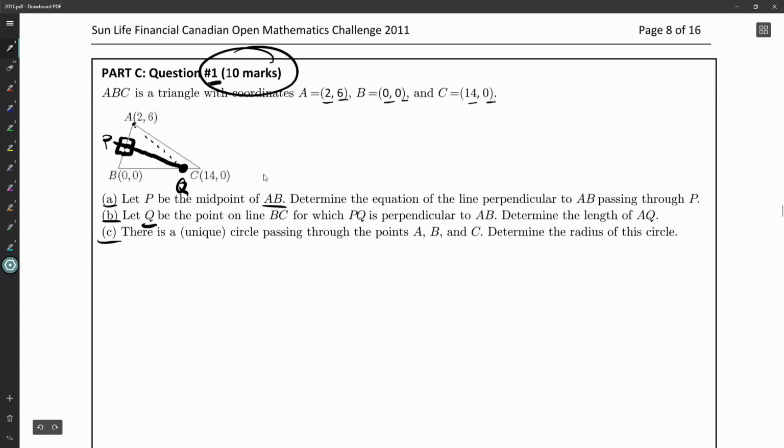Alright, so C part. Do we have a point R or something? There is a unique circle passing through the points A, B, and C. This is called the circumcircle. Determine the radius of this circle. Interesting. So determine the radius of this circle.